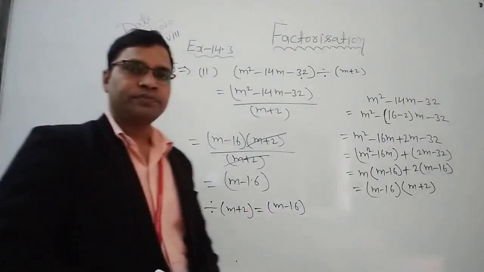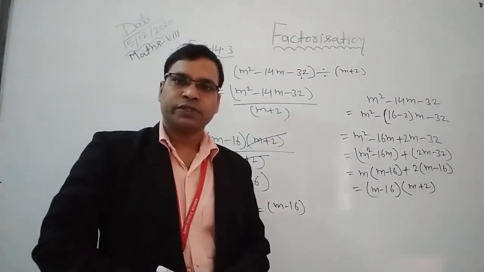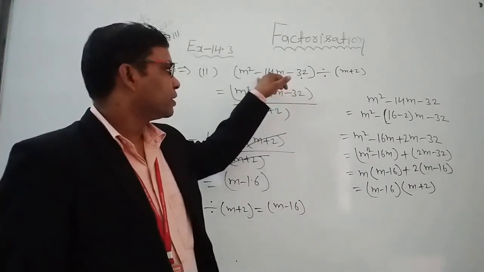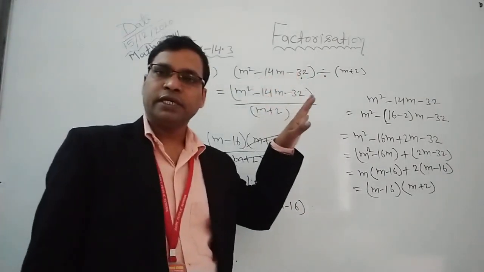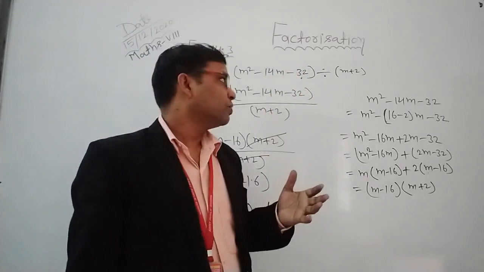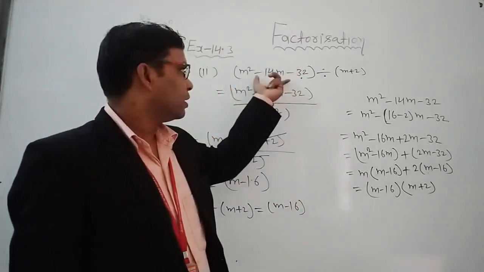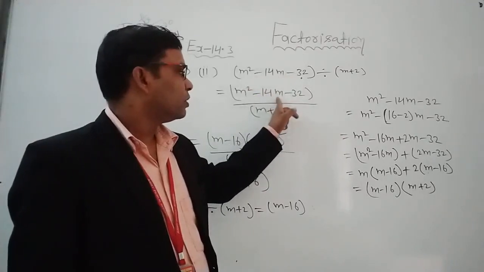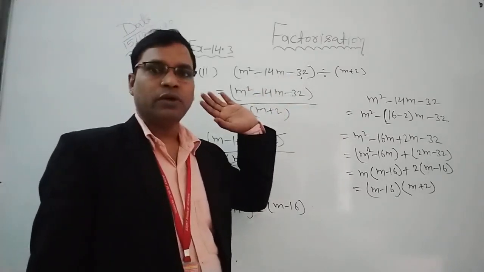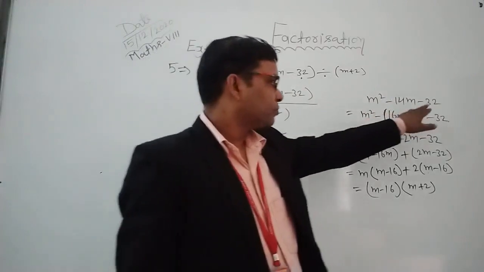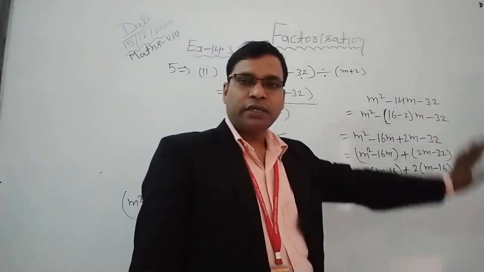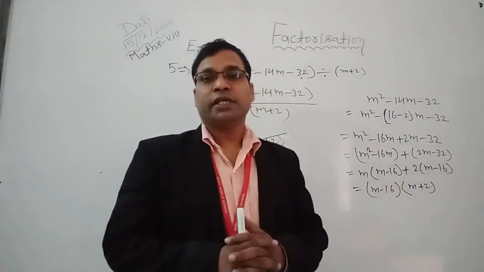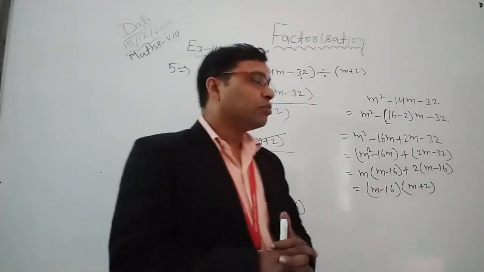So students, I hope all of you understood this question. In this question, it is given: find the factorization of the given expression and divide it as directed. First we write this expression like this, and after that we find the factorization of m square minus 14m minus 32. Here you can see the constant term is negative. So you find the factors of the constant term such that their difference is the coefficient of the variable.